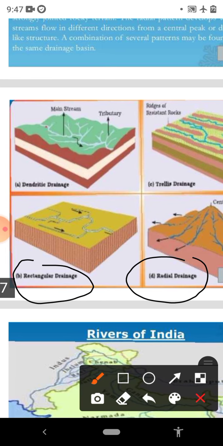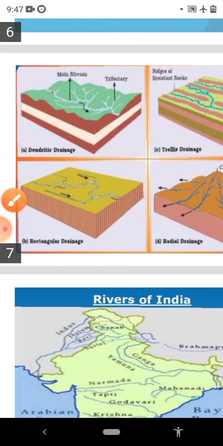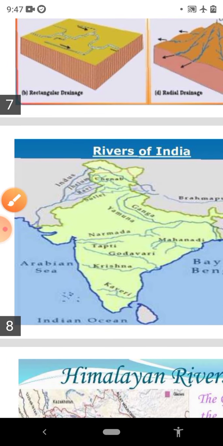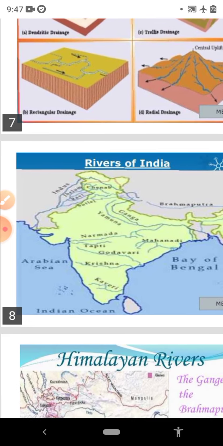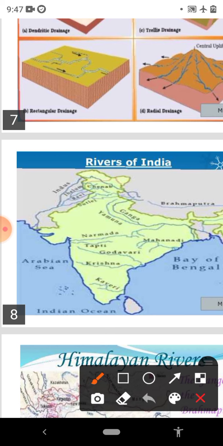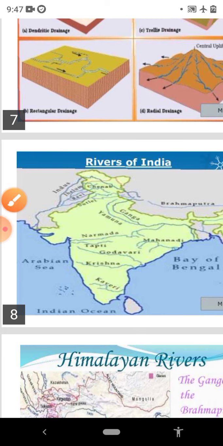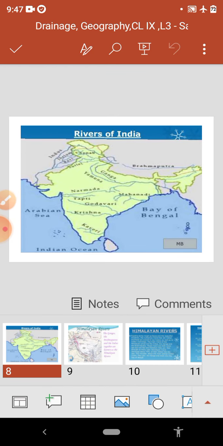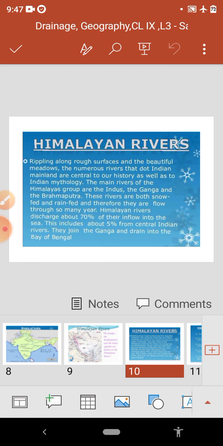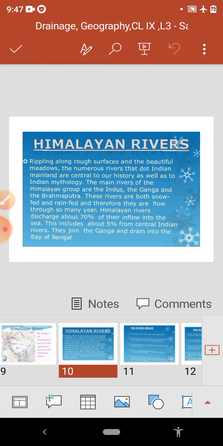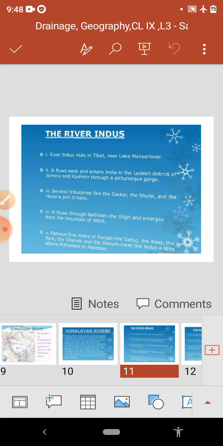After that, we'll discuss about the Himalayan rivers. Before going to that, you can see this map. This map is showing you some of the important Himalayan and the peninsular rivers of our country. After that, we will discuss about the river Indus.